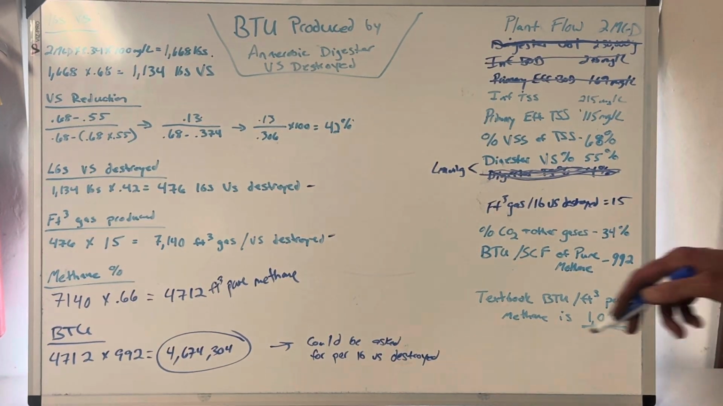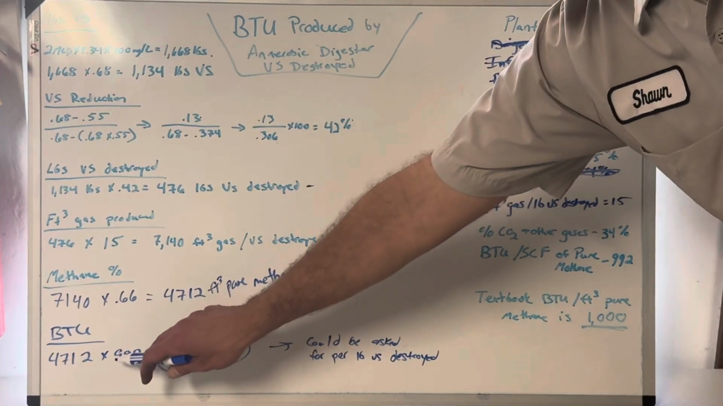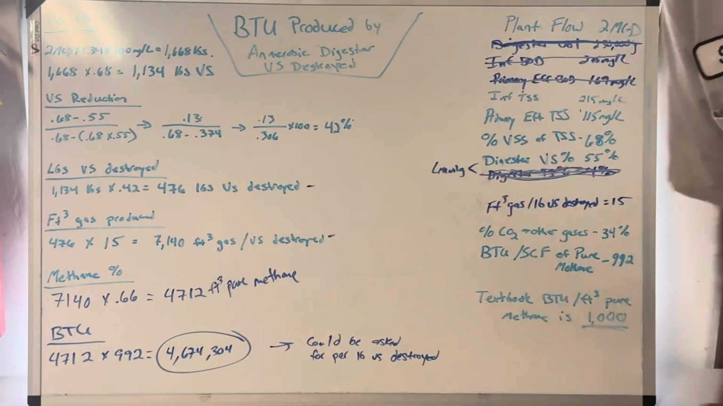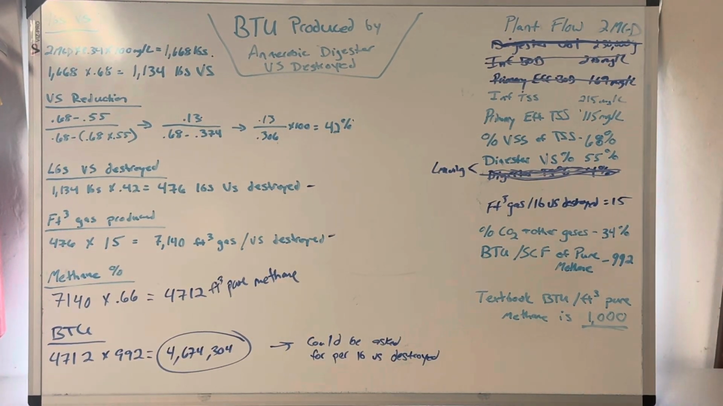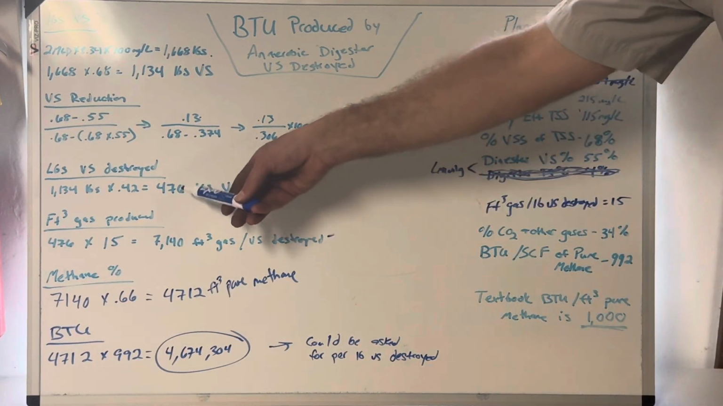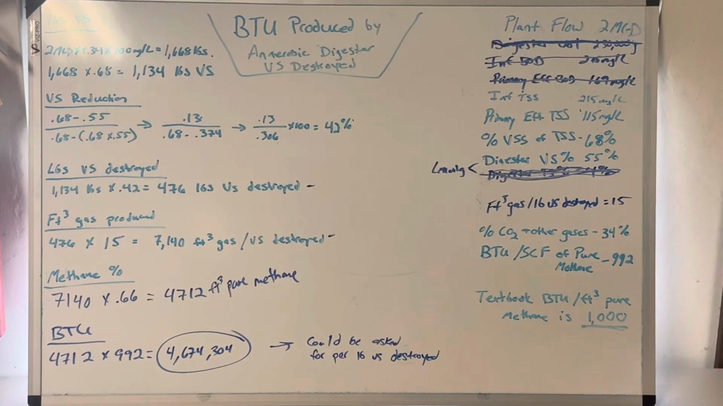So the BTU is 4,712 cubic feet of pure methane times 992 BTUs per cubic foot, which gives us 4,674,304 BTUs. And that is how you solve the BTU problem. They might take it a step further and say, well, how many BTUs are being produced per pound of volatile solids destroyed? And all you would do in that situation is come up here and divide by 476, which I didn't do. But if I tried to do every variation, we'd be here for an hour.